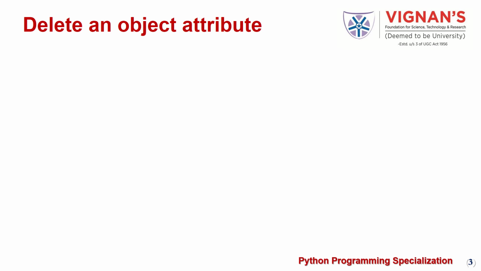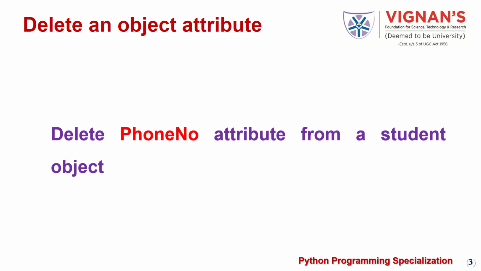Now we discussed how to create the student class and how to create an object of the student class. Now let us discuss how to delete an object attribute. For example, we want to delete the phone attribute from the Kumar student object.